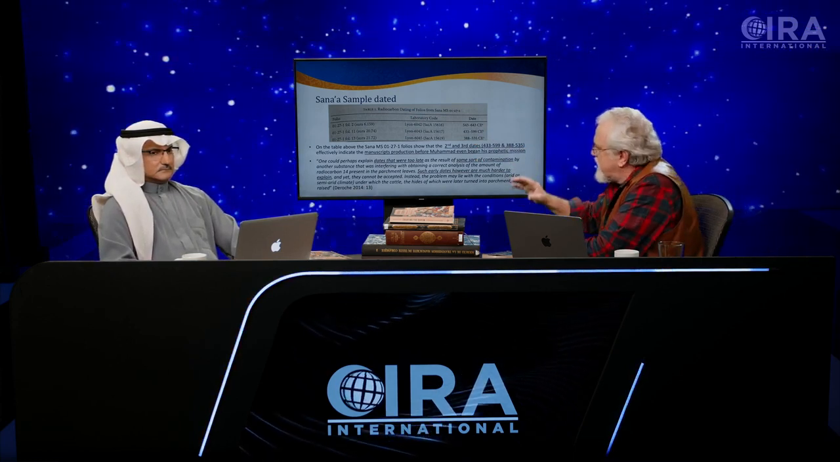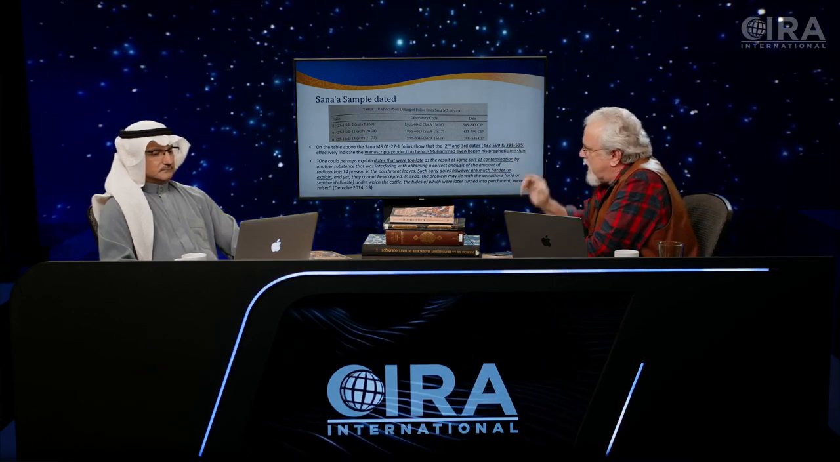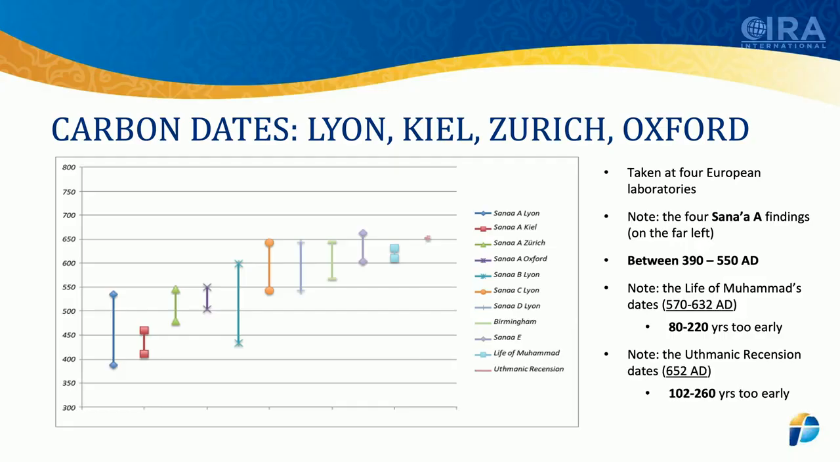MS1-27-1. Let's look and see when they took that one fragment to 4 different laboratories. So let's look at that slide here. Let me just come down to it. It's this one here. They took it to 4 different laboratories, to Lyon, which is in France, to Kiel, which is in Germany, to Zurich, which is in Switzerland, and to Oxford, which is in Britain, the same Oxford lab that dated the Birmingham folios.